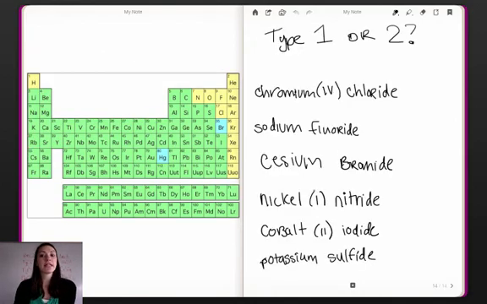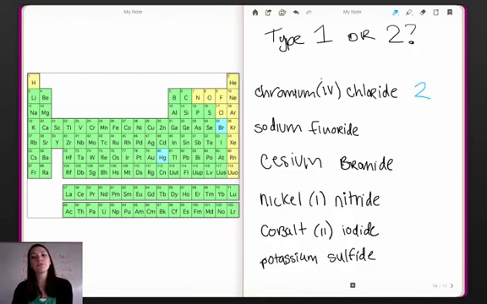The last activity that I want you to do is write which of these are type 1 and which of these are type 2. I'm going to help you out with the first 2. I know that chromium chloride is going to be a type 2, because if I look for chromium, Cr, number 24, it is a transition metal. I'm also showing my charge of 4 plus in my Roman numerals.